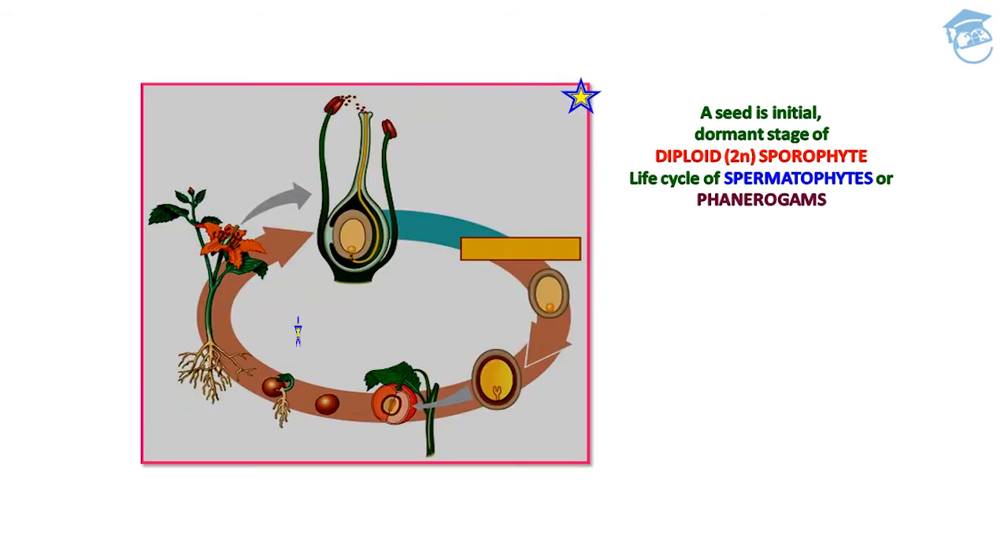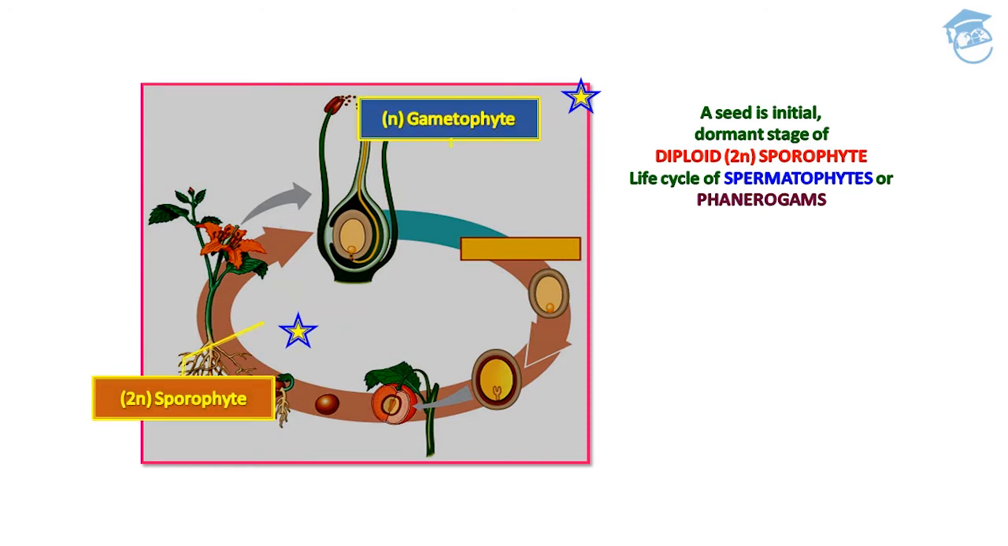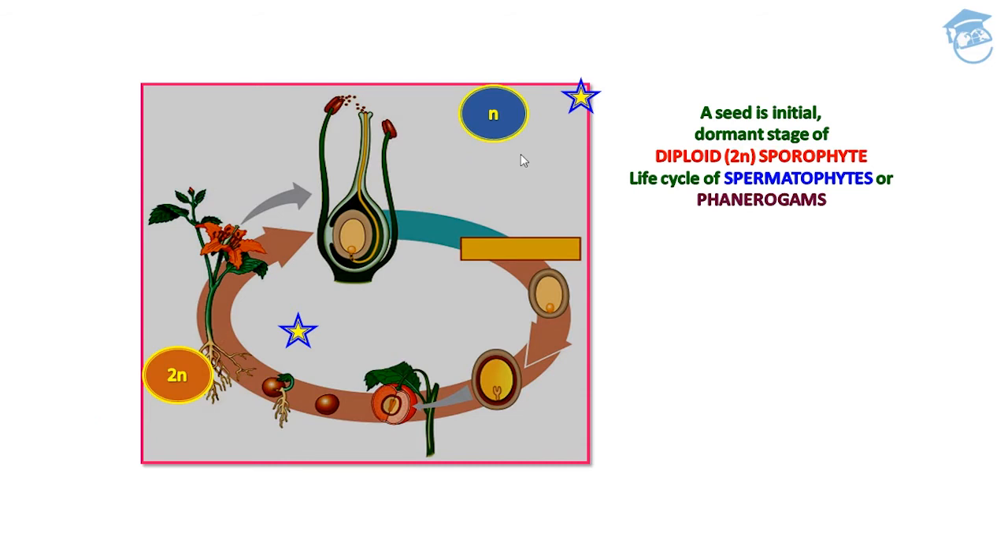So this is what it is: 2n, which is the sporophyte, and this is the gametophyte, which is n in number, that is the haploid stage. This is n and this is 2n. So the sporophyte is generally diploid and the gametophyte is generally haploid. This is the flower, which is 2n, that is diploid. This is the stamen, which is 2n, and this is the carpel, which is the female part. It is also 2n. 2n means diploid in nature.